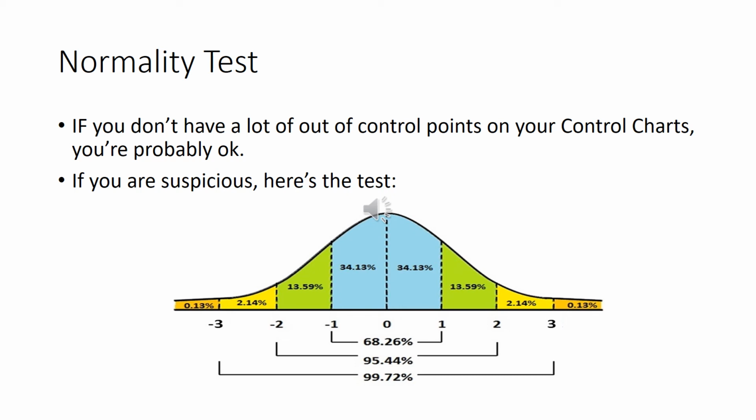So the way we would do this is we would take a 1,000-piece sample, and we would expect 34.13% of that 1,000-piece to be within 0 and -1, 13.59% between -1 and -2, 2.14% between -2 and -3, and 0.13% greater than 3. And we would just say, okay, this is what we expect. This is our expected value. And of course, it works the same way in the positive because of the symmetry.